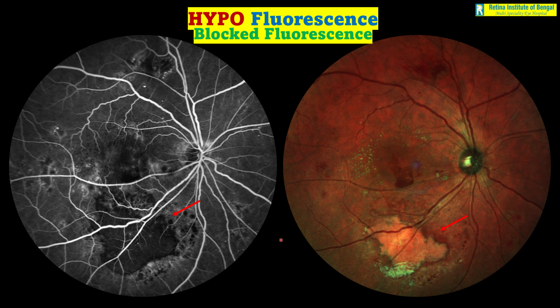So we have now discussed two possible causes of hypofluorescence. One is vascular occlusion, that means blood is simply not reaching an area. Two is blocked fluorescence, where blood may be flowing, or by blood I mean the dye may be flowing, but we are simply unable to see the dye because something is blocking our view of the flow of the dye.